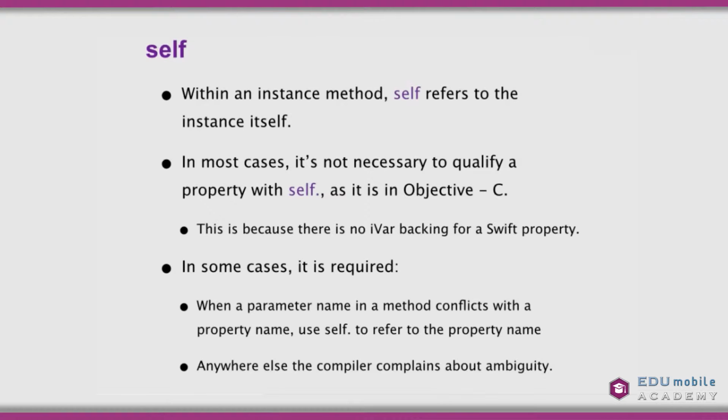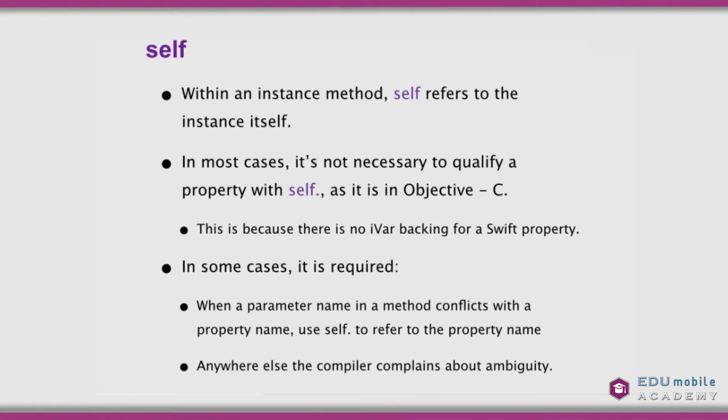But in some cases it is required. The biggest case is when a parameter name in a method is the same as the property name. Then we have to use self to refer to the property name because the parameter name takes precedence. The other case is pretty much anywhere else the compiler complains about ambiguity. If the compiler doesn't know how to get to the property, it's going to complain, and you'll need to resolve that by using self. So those are the two cases.